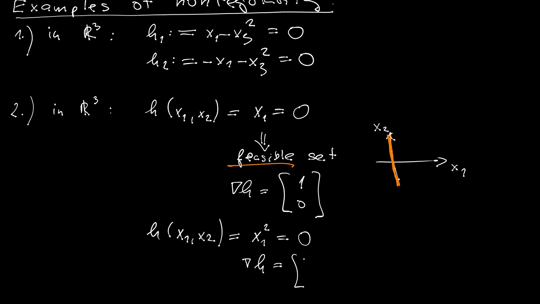The gradient of h in general is (2 x1, 0), and when evaluated at the vector (0, x2), any x2, it is equal to 0. That means it vanishes. The gradient vanishes here, and we have a non-regular point. And again, the Lagrange approach will fail here.